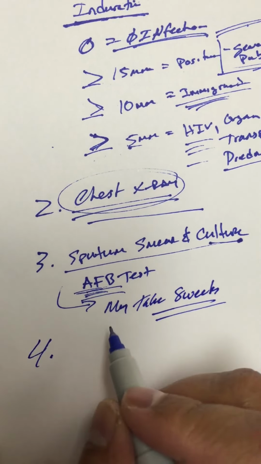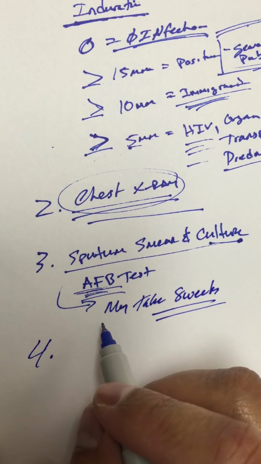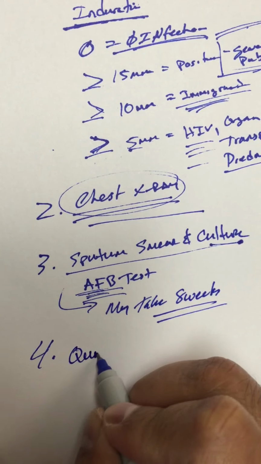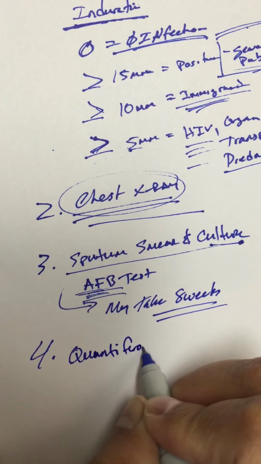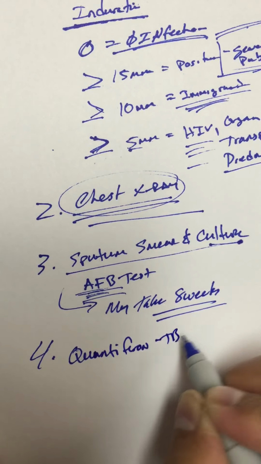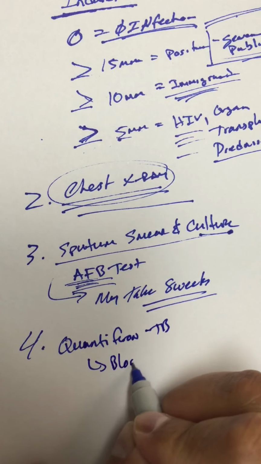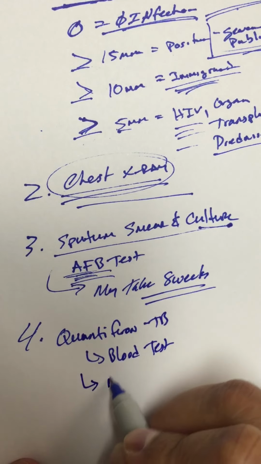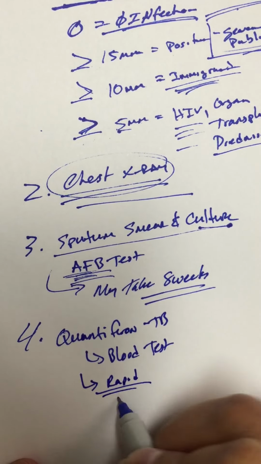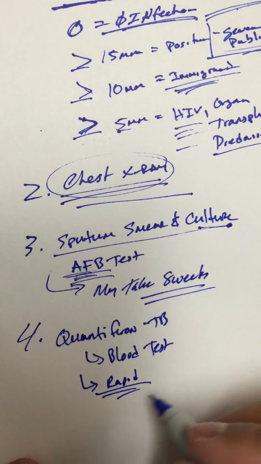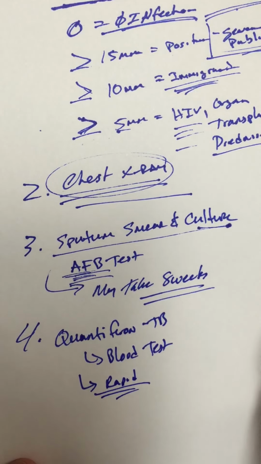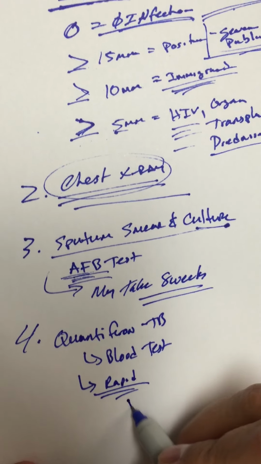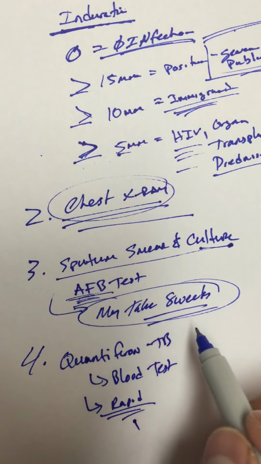Now something else can be done, something called the QuantiFERON TB. Now this is a blood test. Now this is a rapid exam. So fast exam, meaning you get results in a couple of hours, okay? So here we have results in a few hours versus results in 8 weeks.